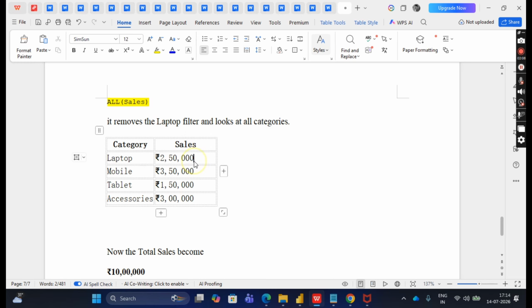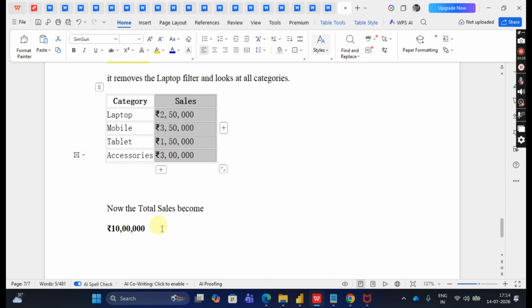Suppose the report is currently showing you the laptop row. The total sales will show as 2.5 lakhs. But when Power BI sees ALL of sales, it ignores the laptop category, looks at the sales of all the categories, and calculates the total sales. So now the total sales become 10 lakhs.